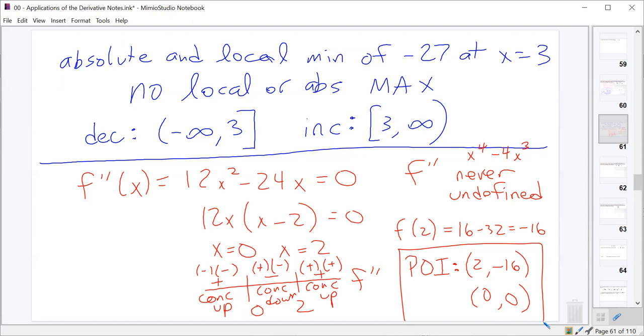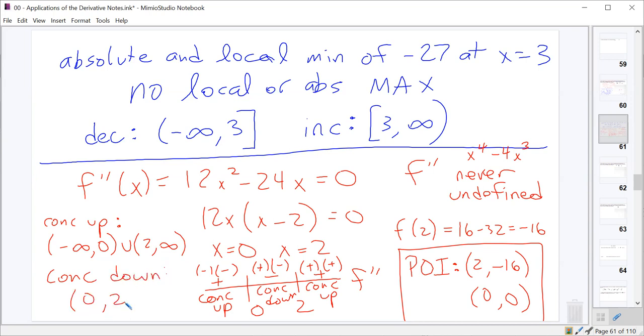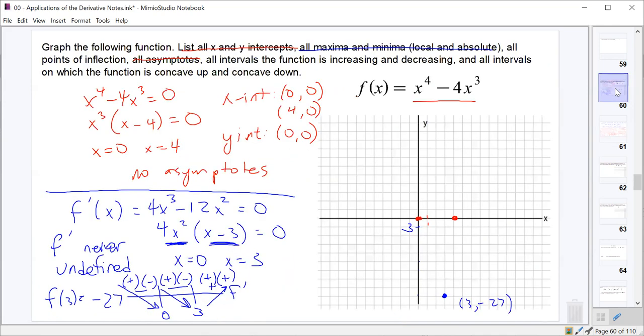And we can note that this is concave up on the interval negative infinity to 0, union 2 to infinity. And it's concave down according to our sign chart from 0 to 2, all non-inclusive on those intervals. So now we'll go back to our graph, and we'll plot the point 2, negative 16. So we'll go over to 2 and then down to negative 16, which should be just a little bit below right there.